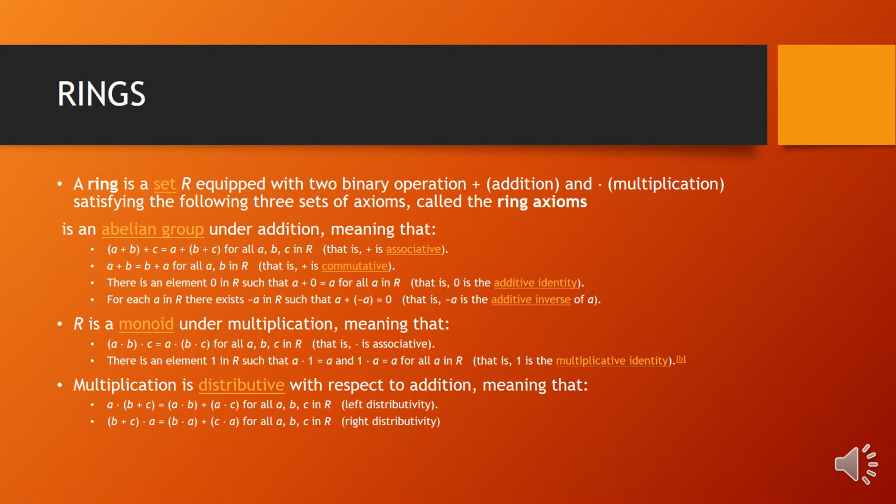Multiplication is distributive with respect to addition, meaning that a × (b + c) = (a × b) + (a × c) for all a, b, c in R, left distributive, and we have (b + c) × a = (b × a) + (c × a) for all a, b, c in R, and that is right distributive.